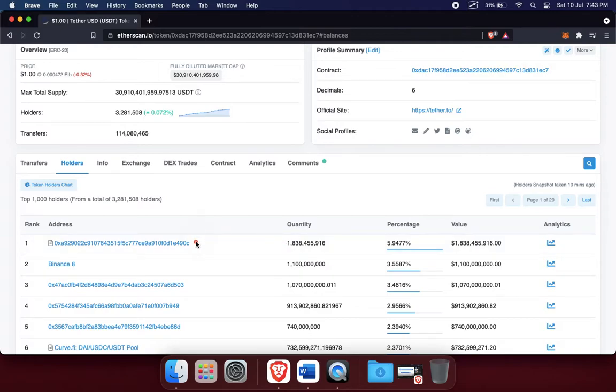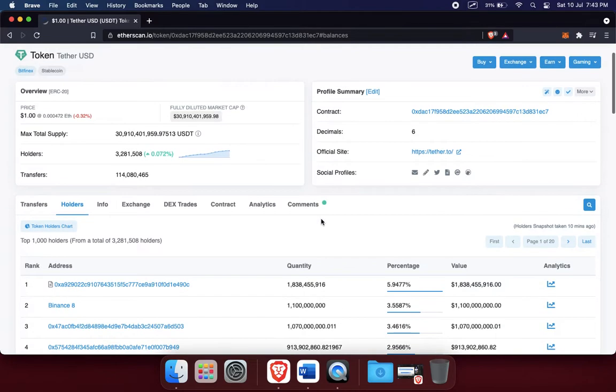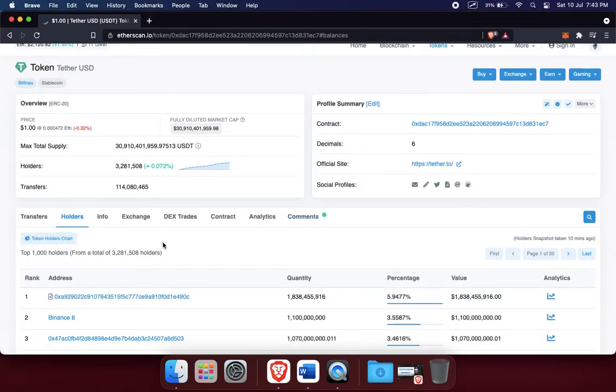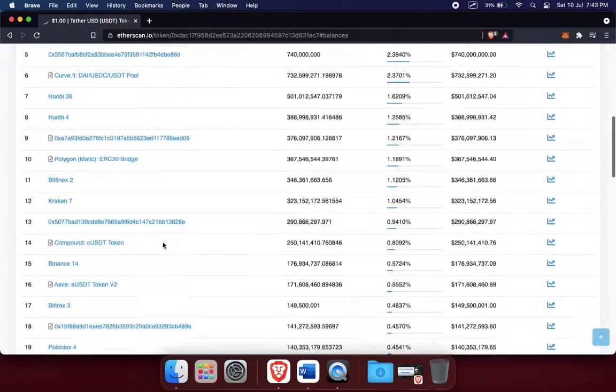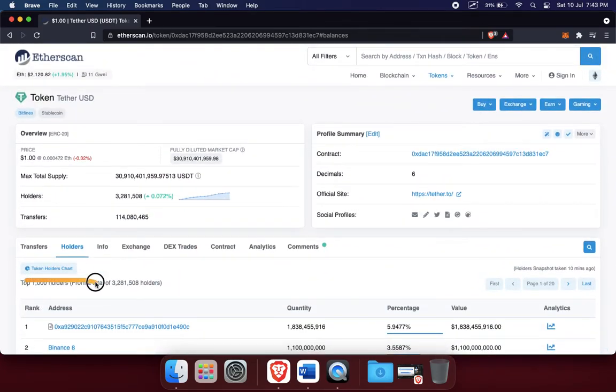So this person, right, whoever this person is, holds 5.9% of all the Tether in the world. That's a lot, right? The entire value is a lot. Was that 1,838,455,916? That's a lot. $1 trillion worth, right, of Tether. And what I really found interesting was that rather than look at all these numbers, it's a lot easier to visualize it as a chart. And so Etherscan has this wonderful chart function.